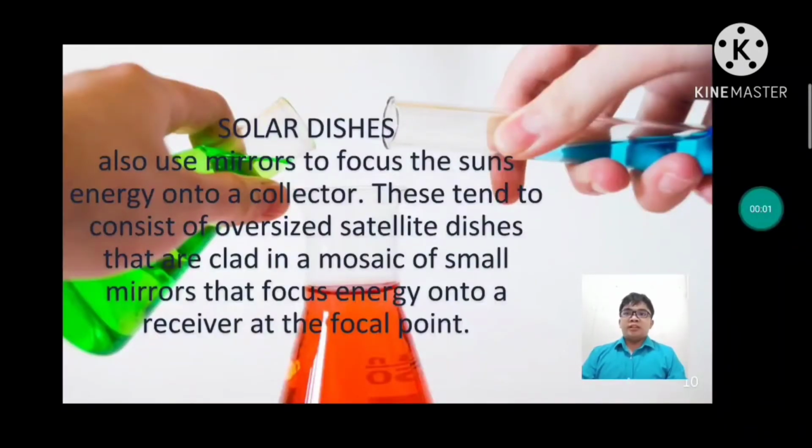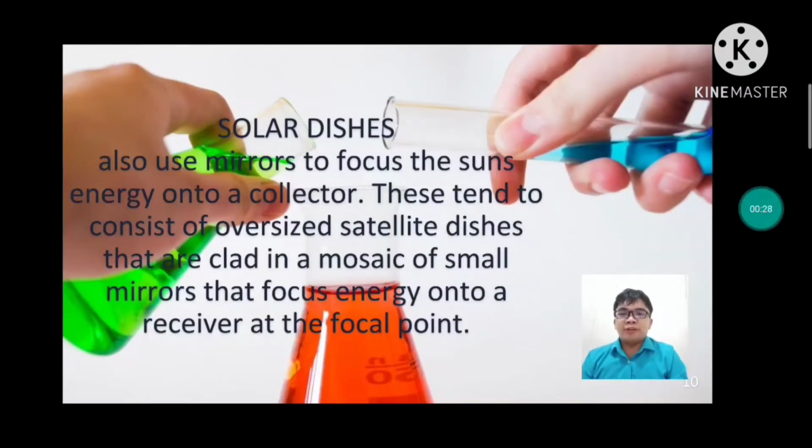Yes, so let's now discuss solar dishes. Somewhat similar to Fresnel reflectors, it also uses mirrors to focus the sun's energy into a collector. This tends to consist of oversized satellite dishes that are clad in a mosaic of small mirrors that focus energy onto a receiver at the focal point.